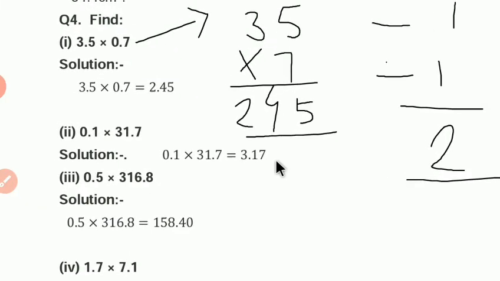Then third one, 0.5 into 316.8. First we'll multiply it directly, so it will be 15,840. Now here in both the numbers there is one digit after the decimal point, here 5 and here 8. So 1 plus 1, 2. So in the answer after 2 digits we have to put the point. So the answer will be 158.40.